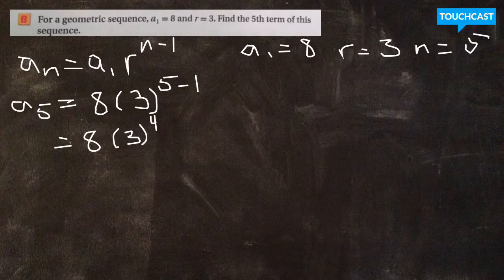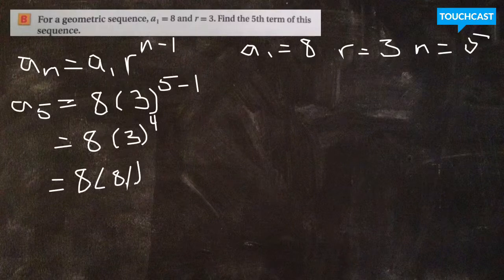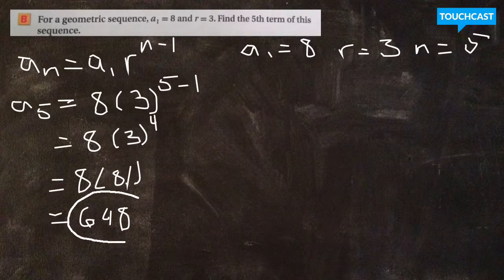Now let's do the exponent, 3 to the 4th. 3 to the 4th is 81, so we have 8 times 81. Now we can do the multiplication. 8 times 81 is 648. So our 5th term is 648. All right, let's try one more example to just make sure we have this down pat.